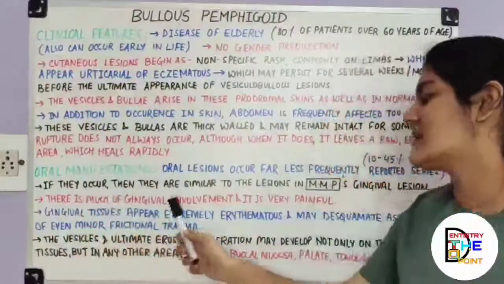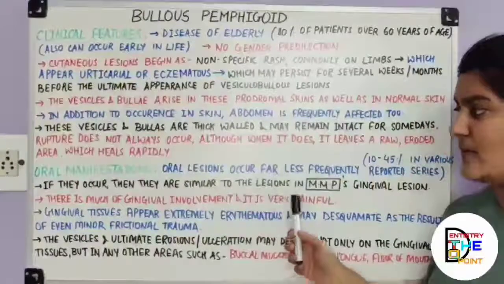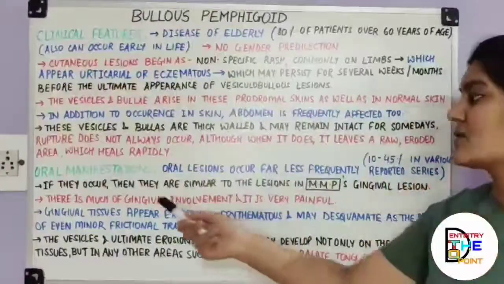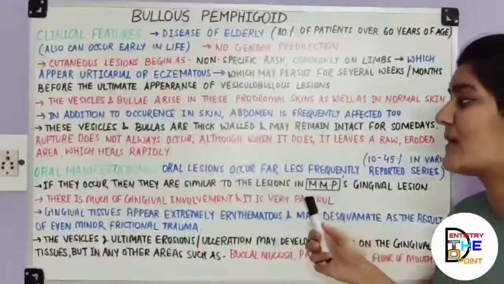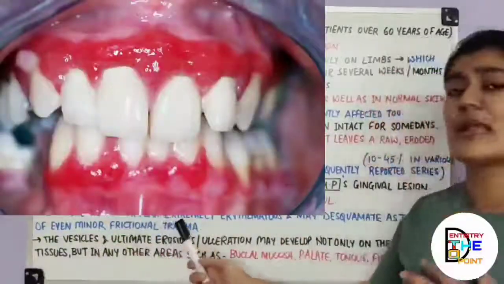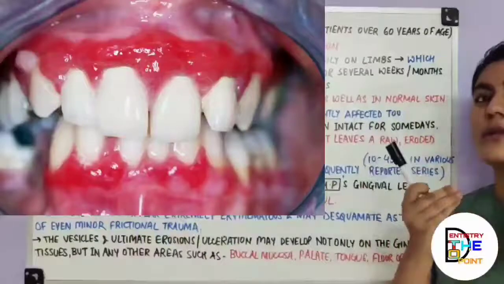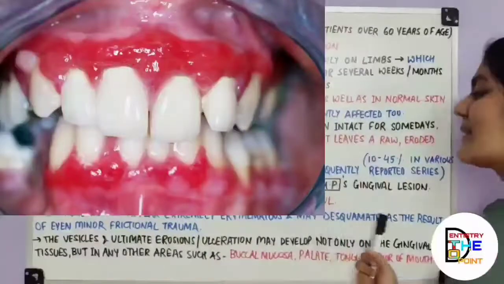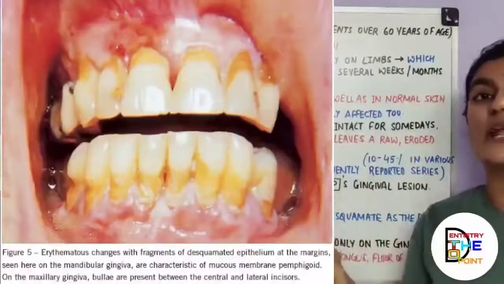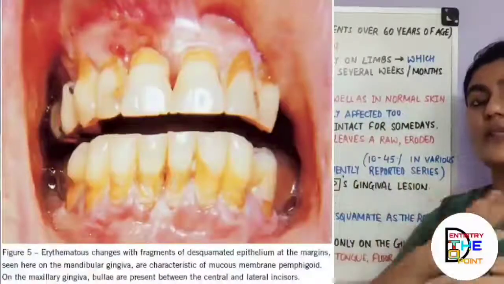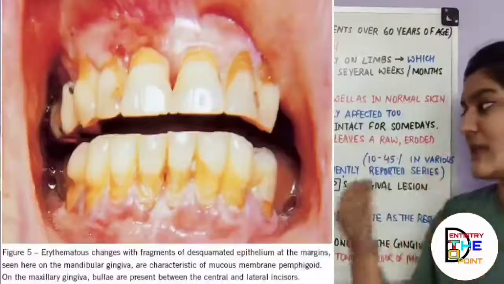There is much gingival involvement and it is very painful. If the gingival lesions occur, there is a lot of involvement. A majority of the gingiva is involved sometimes, and it's very painful. Gingival tissues appear extremely erythematous, that is swollen and reddish, and may desquamate as the result of even minor frictional trauma. Even if you rub, they are going to shed off or scale off. Desquamate means they are going to get removed, shed off, or scale off.